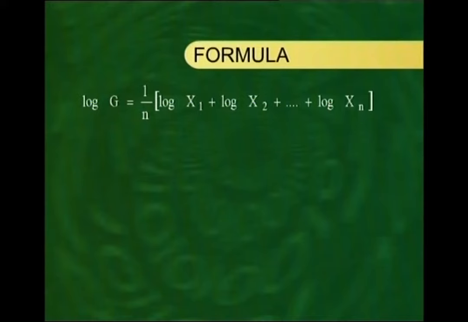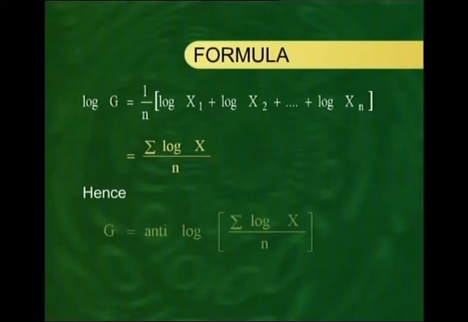Ye isliye ki jaisa ki aap pehle se jaante hain, jab bhi kisi product ka log liya jata hai to woh sum mein convert ho jata hai. That is, log of the product is equal to the sum of the logarithms. Hence the formula becomes log of G is equal to sigma log x over n. But since we are interested in finding G, therefore we take the anti-log, and the final formula is that G is equal to anti-log of sigma log x over n.